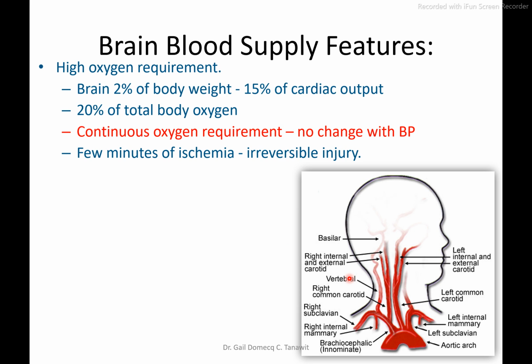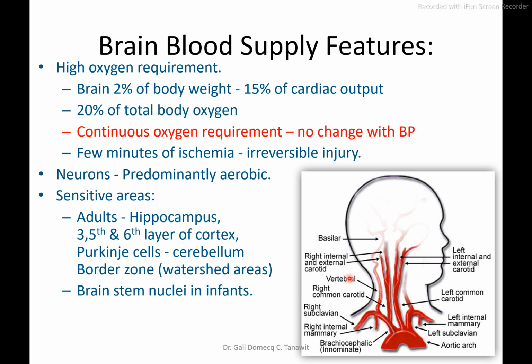The brain blood supply features are as follows. It has a high oxygen requirement. The brain is only 2% of the body weight, but it needs 15% of the cardiac output. It must have 20% of the total body oxygen, a continuous oxygen requirement, with no change in blood pressure. A few minutes of ischemia can already lead to irreversible injury, I think 5 minutes. Neurons are predominantly aerobic. They cannot survive without oxygen.